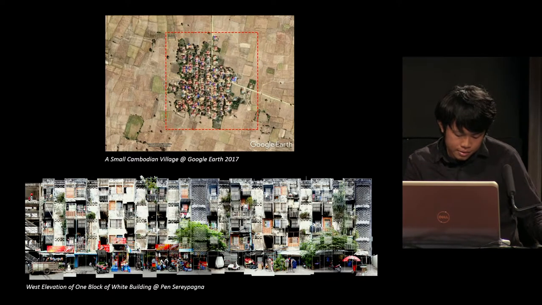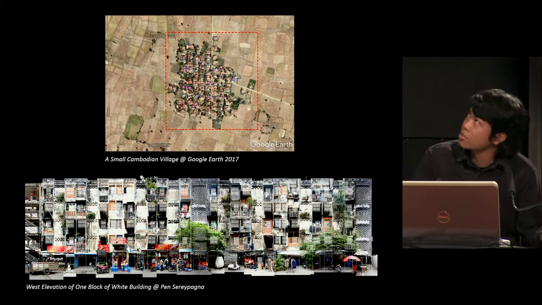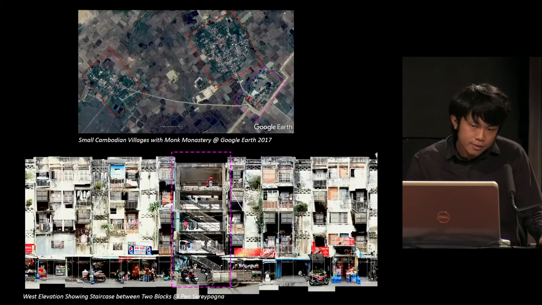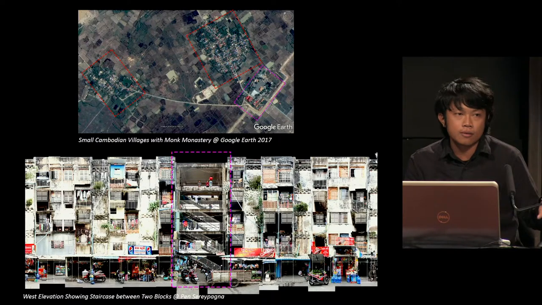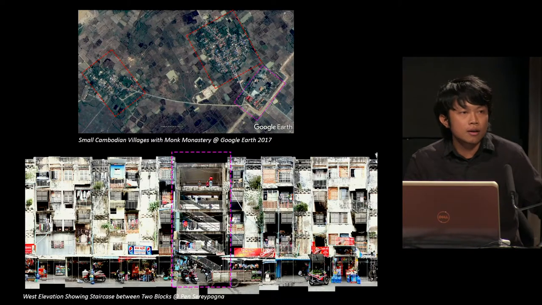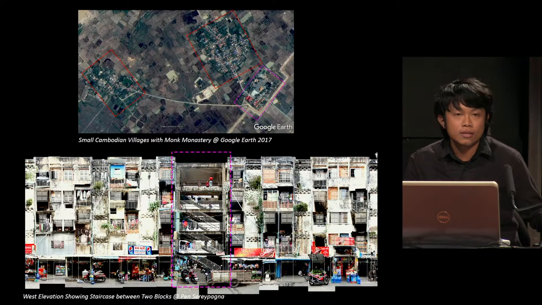is similar in size to a small village in a rural area of Cambodia, as you can see on the Google map at the top there. And also in rural areas of Cambodia, between two or three villages, there is one monastery that we use as a gathering and meeting place if the villagers need the space.